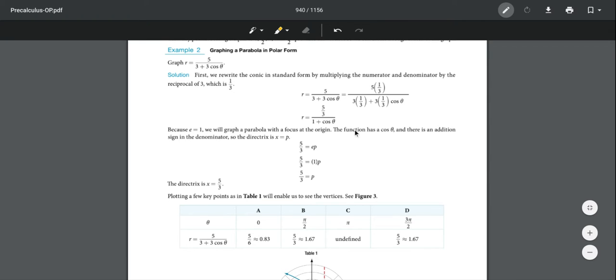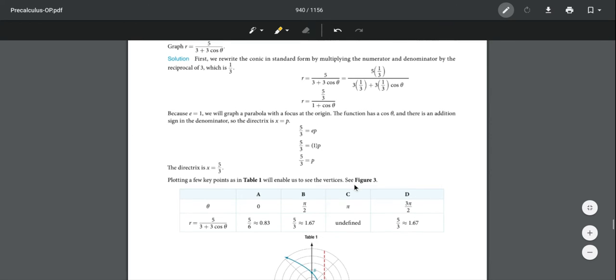Whenever we're graphing, the first thing we want to do is figure out what e is, because we want to know what shape we're trying to graph. So we don't have to find all the points, right? If we're going to figure out what e is, in this case, we're going to be multiplying everything by 1/3. We get that e is 1, so this is a parabola.